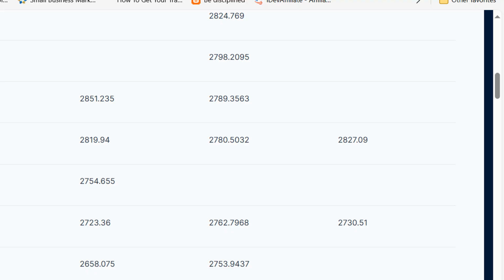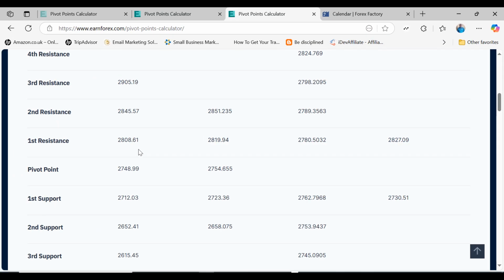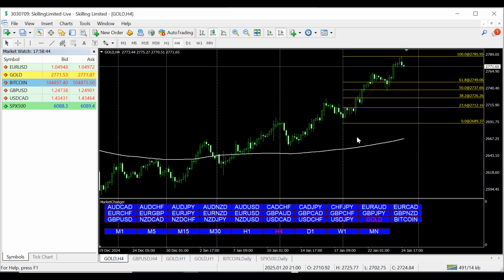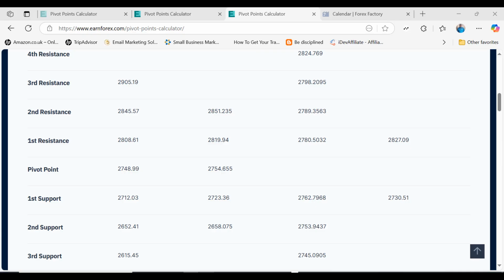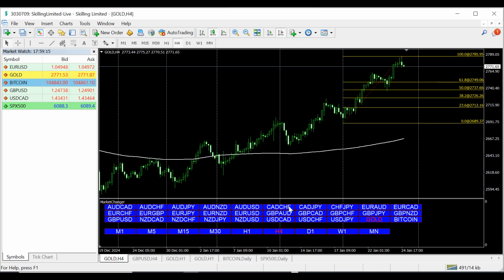Now, if you look at the resistance, the first level of resistance is 2808. So is there a possibility that gold may record that high? We don't know, so I don't want to force it. Let's see what could happen. Then if you check the first level of support there, that's 2712. So if it breaks below here, 2712 is the 26.6% retracement. Okay, it's a confluence. So it's another strong level where you could buy gold.